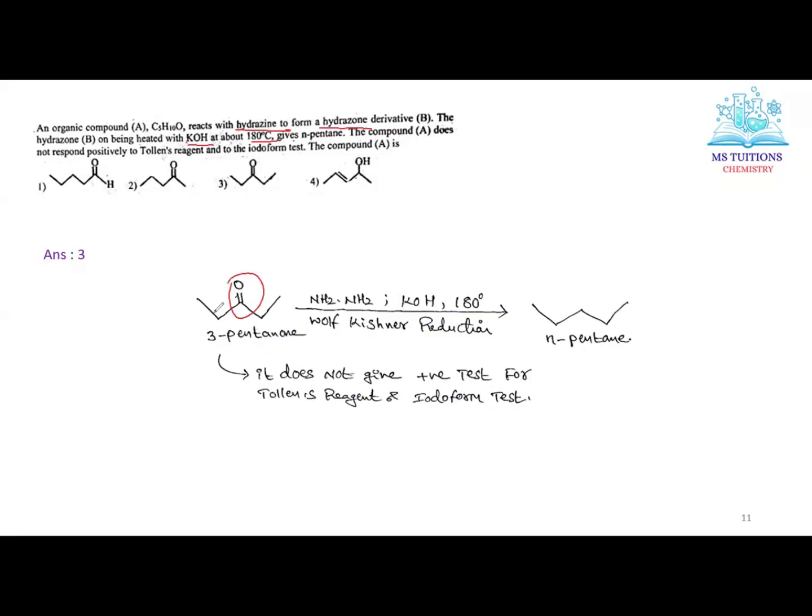In the Wolff-Kishner reduction, the C double bond O group converts into a CH2 group. So why should we take this compound and not the other options? Already it is given that it does not respond to Tollens and Fehling's reagent. In this compound, 3-pentanone, it is a ketone group. A ketone does not give a positive Tollens test, and it does not give the iodoform test either, because there is no methyl ketone here. So the third compound is the correct answer. Option 3 is correct.